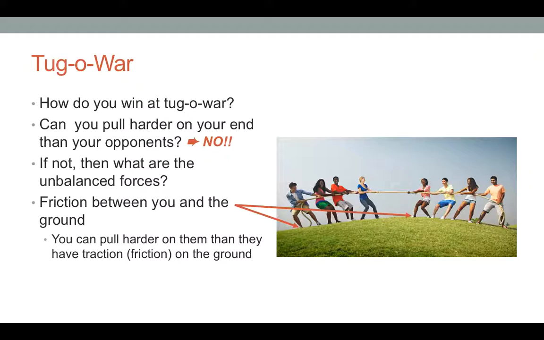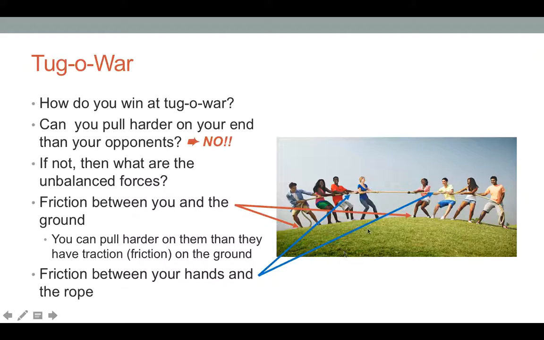Well, one of them is friction with the ground, so that you can grip the ground harder than your opponents do, and in particular, you can pull on the rope harder than your opponents can grip the ground. If you can do that, then there'll be a net unbalanced force acting on your opponent, and they will move. Second thing you can do is grip the rope harder than your opponent is gripping the rope, and thereby move the rope. Because that, again, does not constitute an action-reaction pair. The friction on the ground and the friction on the rope are not action-reaction pairs. Those can be unbalanced. So those are the two ways you can win a tug of war.